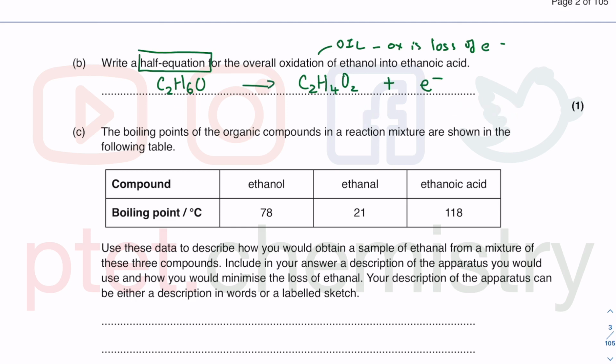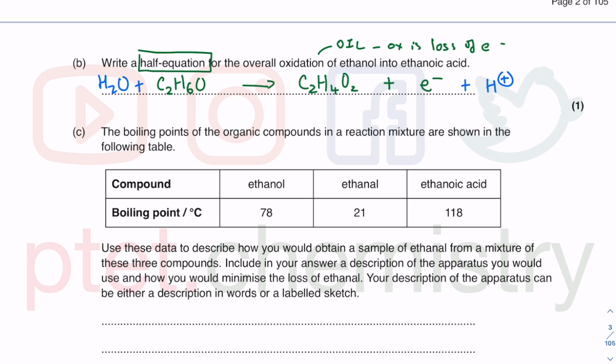So the hydrogen is not balanced. The oxygen is not balanced. I know I need more oxygen on the left. So what I'll do is I will add H2O, which gives me one extra oxygen and extra hydrogen. I do this in the presence of acidified dichromate(VI).